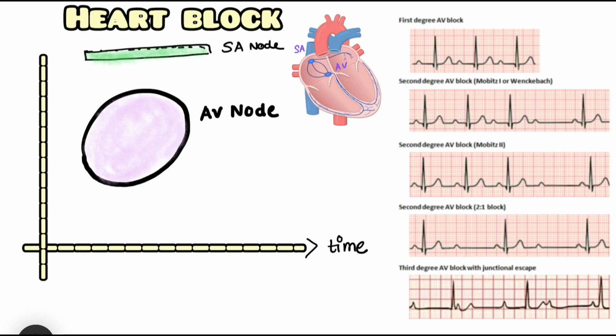So this heart block, based on its severity, can be of three types: first degree, second degree, and third degree heart block. Let us one by one understand what is the heart block. Before that, let us understand the normal physiological function of AV node.